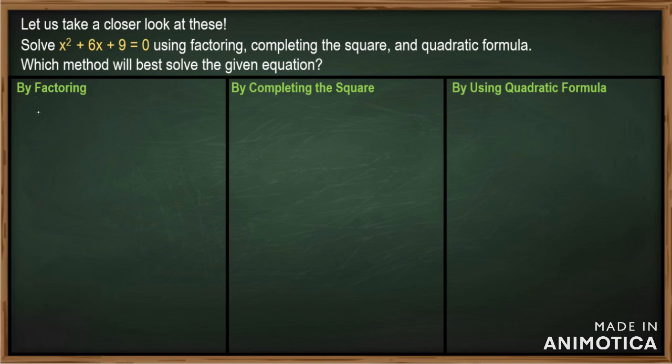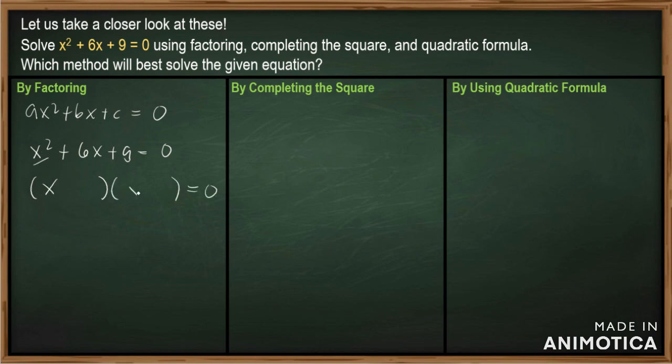Okay, so we have here ax squared plus bx plus c equals 0. So obviously that equation x squared plus 6x plus 9 is already in this form. Then we look for the factors of x squared, which are x times x, and then the factors of 9, which when added the sum is 6, so we have positive 3 and positive 3. 3 times 3 equals 9, and 3 plus 3 equals 6.